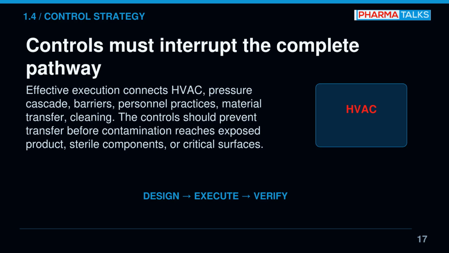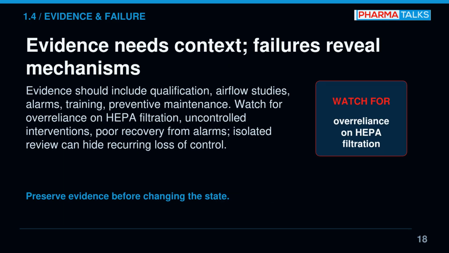A HEPA filter cannot compensate for uncontrolled material transfer, inappropriate contact, or an intervention that blocks first air. Pressure, airflow barriers, and work practices must be designed to prevent contamination moving from a less clean area toward a critical target. The performance of this chain should be demonstrated under representative operating conditions. Evidence needs context. Failures reveal mechanisms.